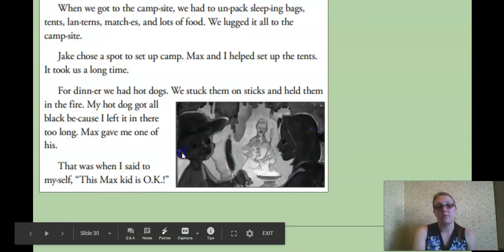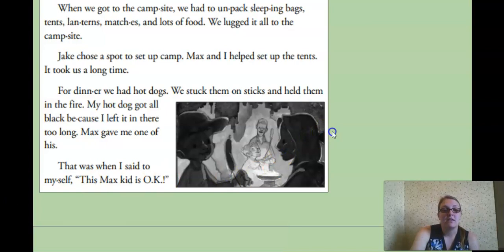You can see in the picture, Nan and Jake and Max and Kate, they have their hot dogs on a stick, roasting them over the fire, enjoying their campsite.